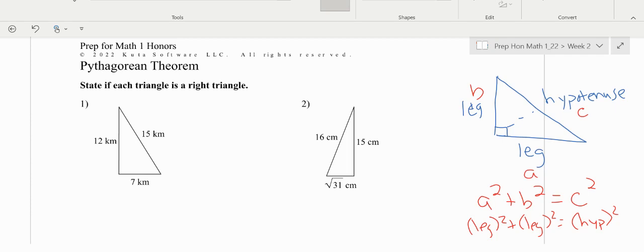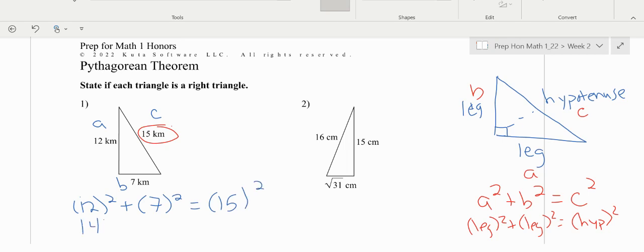Even though it looks like a right angle, we can't assume that it is. So what we do is we identify our longest side, and we can see 15 is our longest side. That could potentially be our hypotenuse. We're going to substitute this into Pythagorean theorem. I'm going to assume maybe this is A and B. The hypotenuse is always C, and A and B can be in a different order too. We're just going to substitute that into Pythagorean theorem and see if we get a true statement. So I get here 144, this is 49, this is 225.